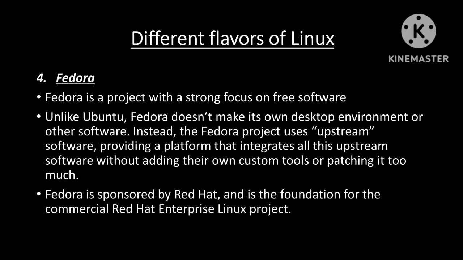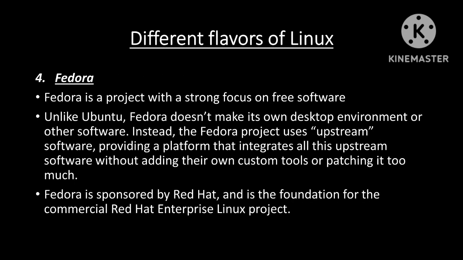Number 4 is Fedora. Fedora is a project with a strong focus on free software. Unlike Ubuntu, Fedora does not make its own desktop environment or other software. Instead, the Fedora project uses upstream software, providing a platform that integrates all the upstream software without adding their own custom tools or patching it too much. Fedora is sponsored by Red Hat and is the foundation for the commercial Red Hat Enterprise Linux project.